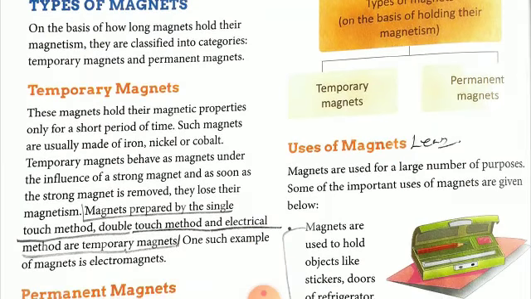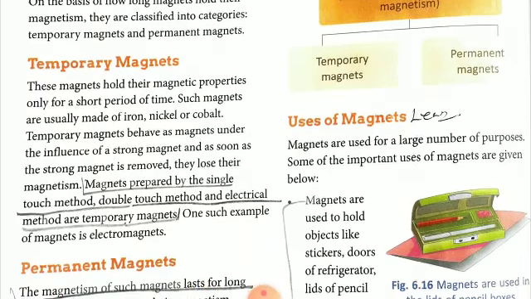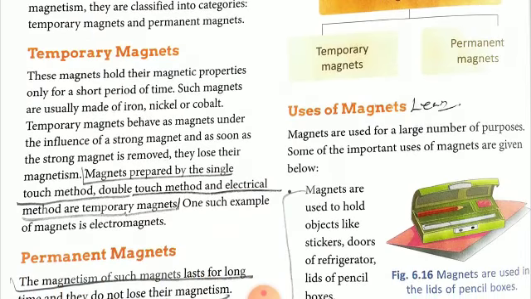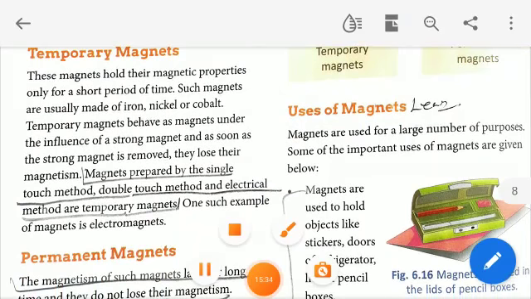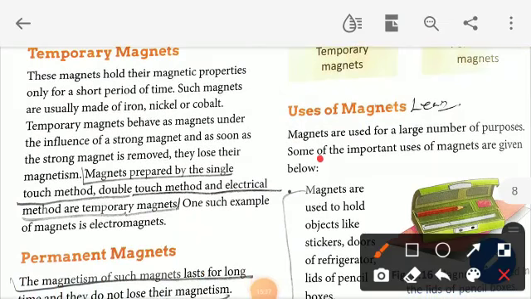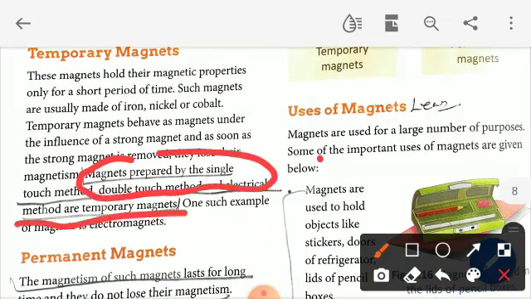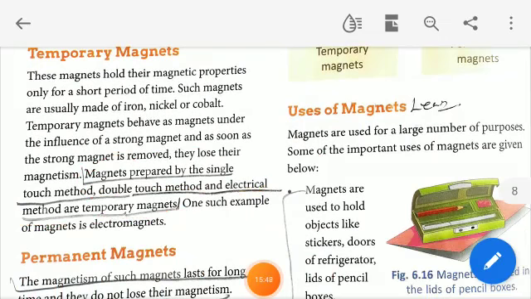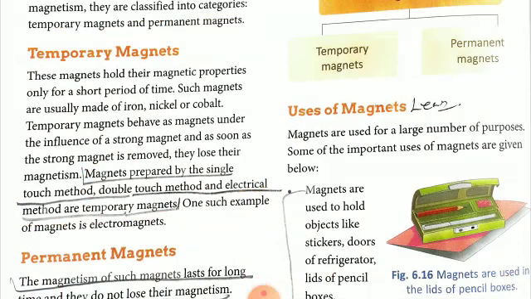Just take the example, as I already told you, of any magnetic material like iron placed near a permanent magnet, and it acquires the property of magnetism. So a temporary magnet behaves as a magnet under the influence of a strong magnet. Fine. Magnets prepared by the single touch method, double touch method and electrical method are temporary magnets. This is the line written here. You have to study that materials which are prepared by the double touch method, single touch method and electrical method are temporary magnets.